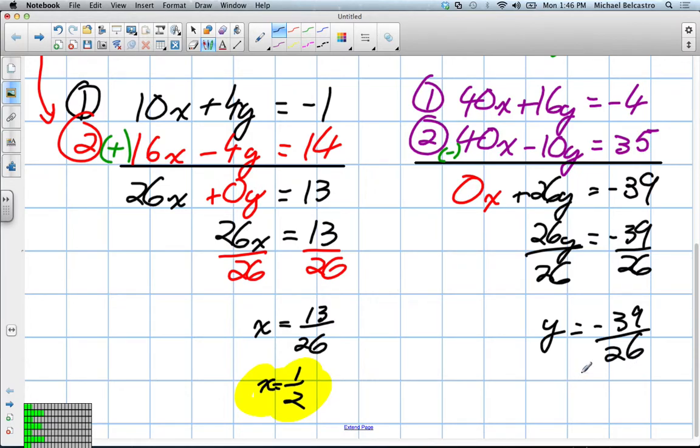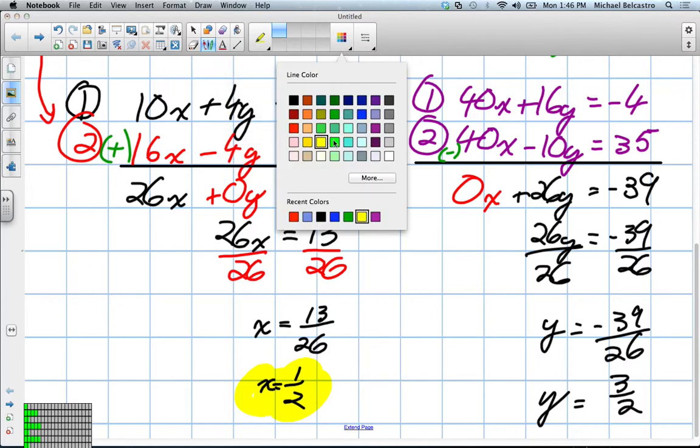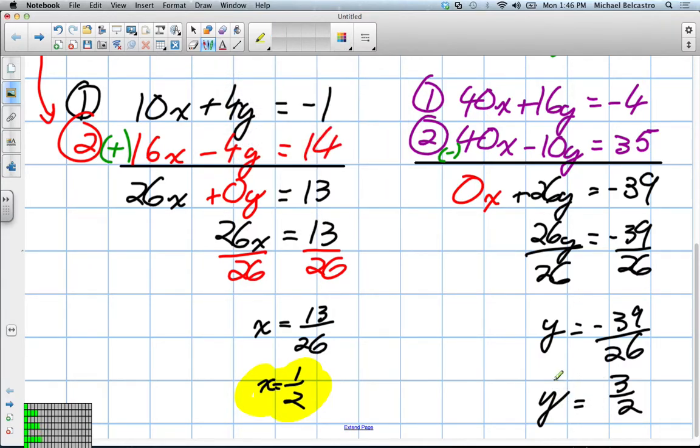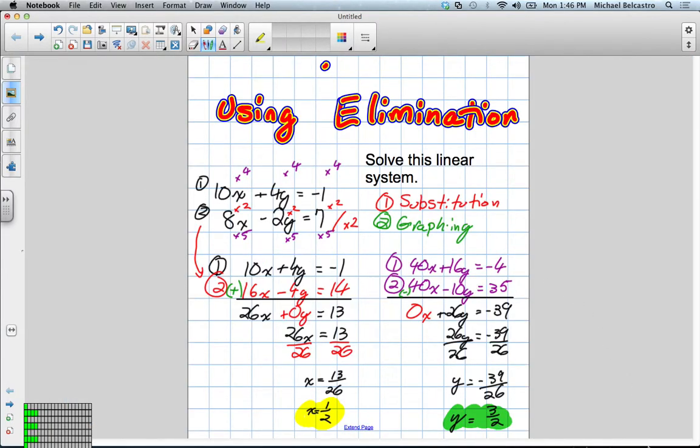Can I reduce this? Yes. Would be 1/3. No. Divide both by 13. 3. Good, you're right. Good job. 3 over 2. There we go. So we used elimination for both of them in this one.